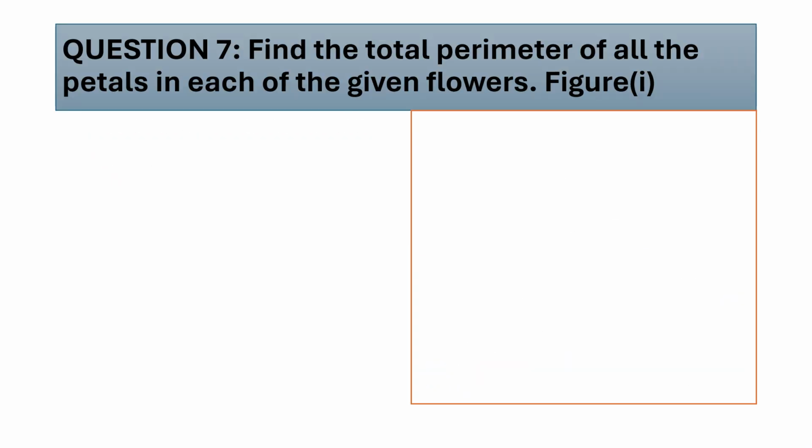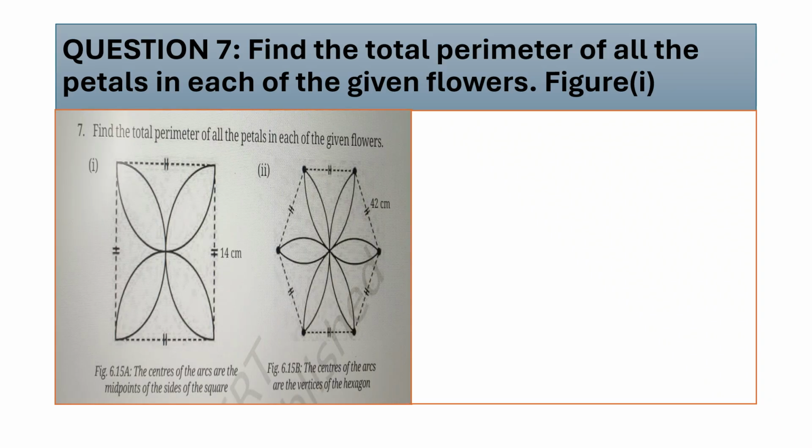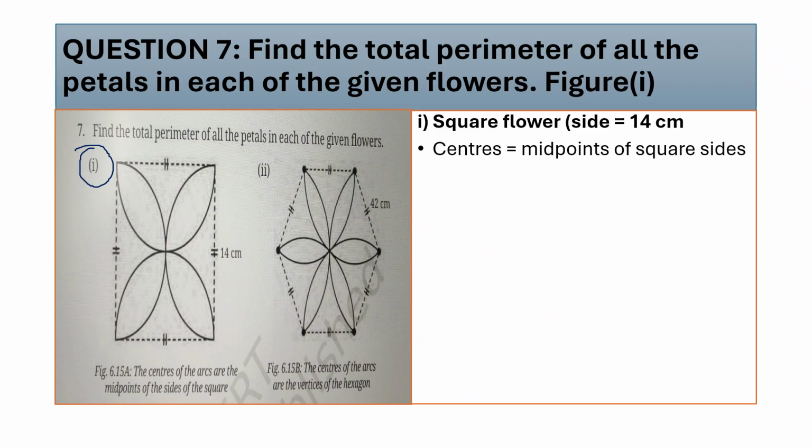Let's see question number 7. Find the total perimeter of all the petals in each of the following figures. We are considering now figure number 1. Let's quickly circle. Now here you need to find the total perimeter. So first thing is the square flower. If you see the side here, that is 14 centimeter.